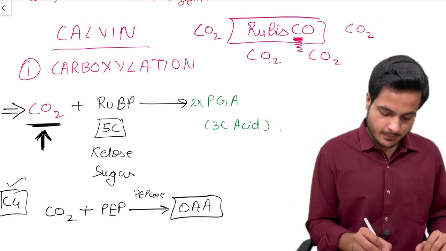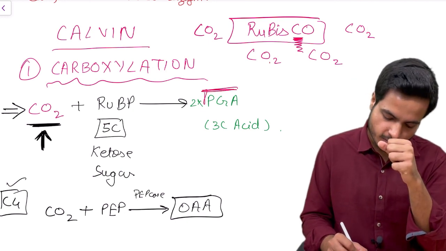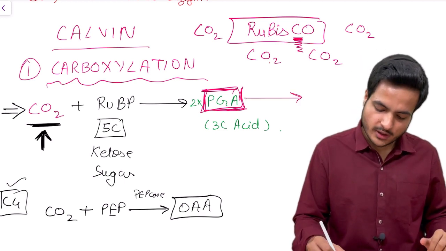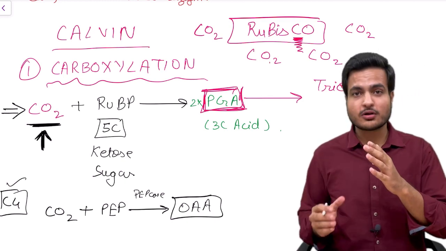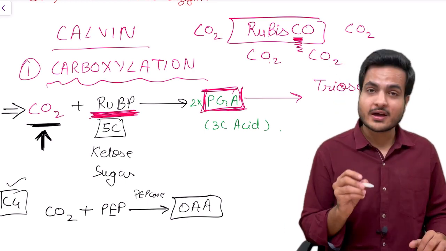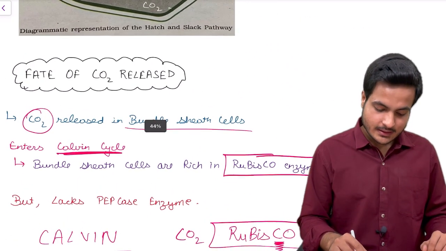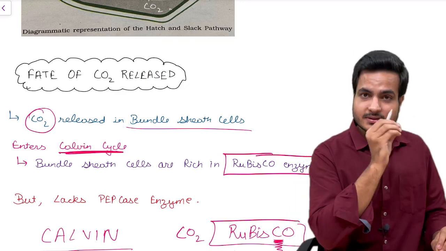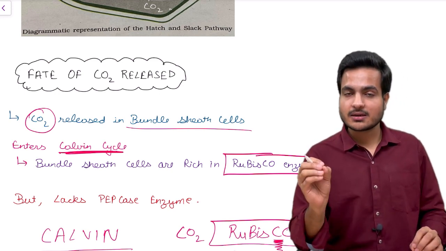So friends, this was the first step of the Calvin cycle. The second step is of reduction, where this product formed, phosphoglyceric acid, would be reduced in a series of reactions to triose phosphate, and some part of this triose phosphate would be sent to the formation of glucose and some would be sent back for the regeneration of this 5 carbon containing keto sugar ribulose bisphosphate. So you need to pay attention that Rubisco enzyme in C3 plants is present inside the mesophyll cells itself, but in C4 plants it is present inside the bundle sheath cells.